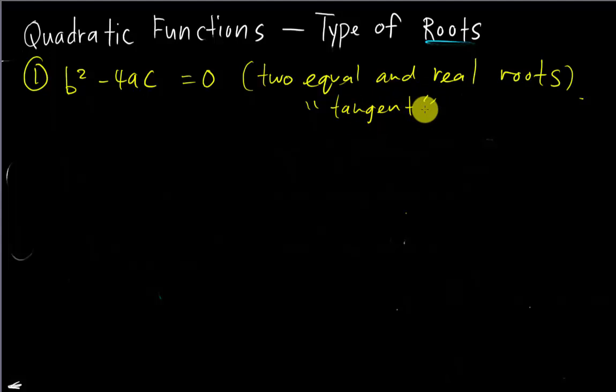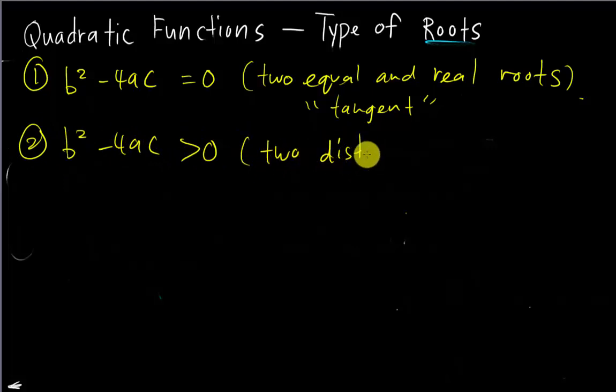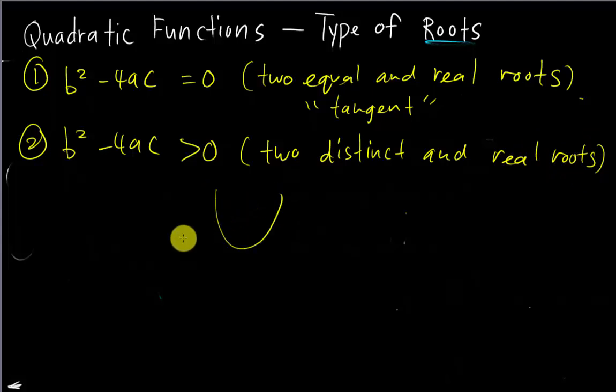It means they only touch at one point. Then the second one, b squared minus 4ac bigger than 0, they will say 2 distinct and real roots. This one means the curve will touch the x-axis at 2 different points, or the curve will touch the straight line at 2 different points. So this one is easy.